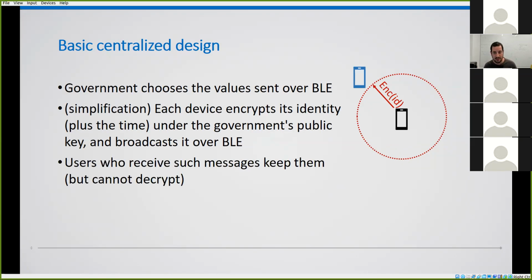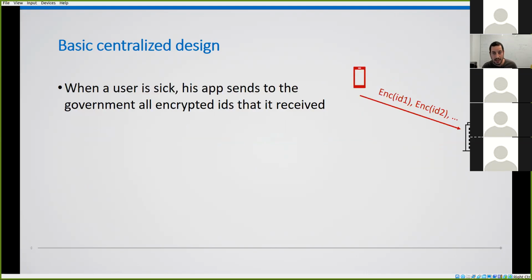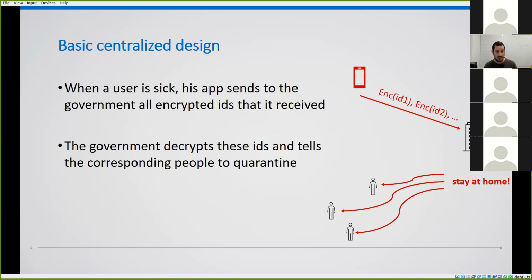Users who receive such messages keep them locally on their device, but they cannot decrypt them. They cannot learn the identity of the senders of these messages. Now, when the user is sick, their app uploads to a government server all of the encrypted IDs that it received. Then the government is able to decrypt them because it has the private key. It then learns the identity of all of the people that were in close contact, and the government can notify them to quarantine.